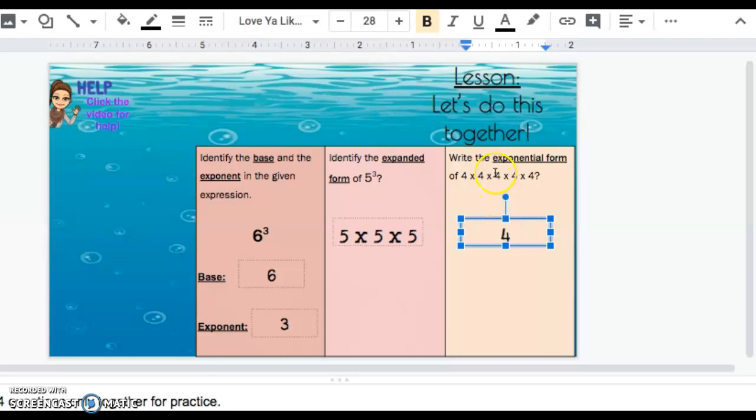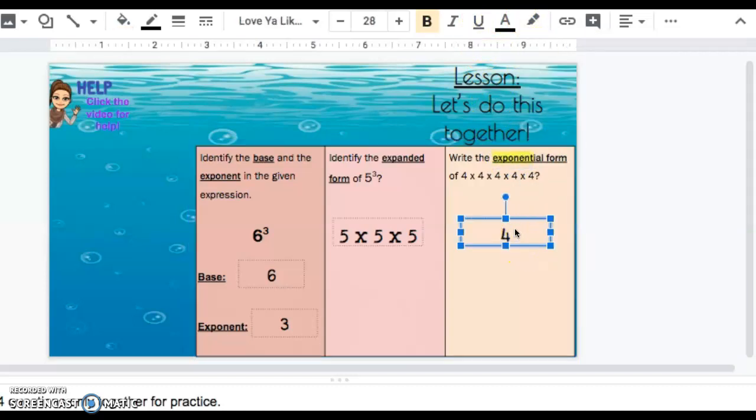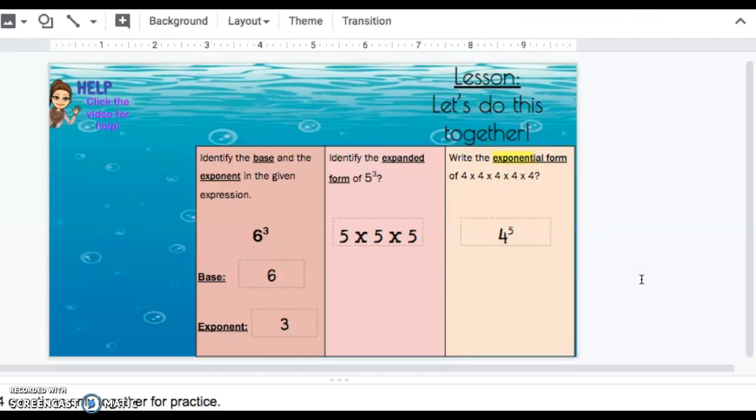And then it's asking for it as an exponential form, so we need to make sure we use an exponent. So your exponent is just simply asking you how many times you multiplied 4 by itself. So that's 1, 2, 3, 4, and 5. So you are going to put a 5, and that's as simple as that, okay?